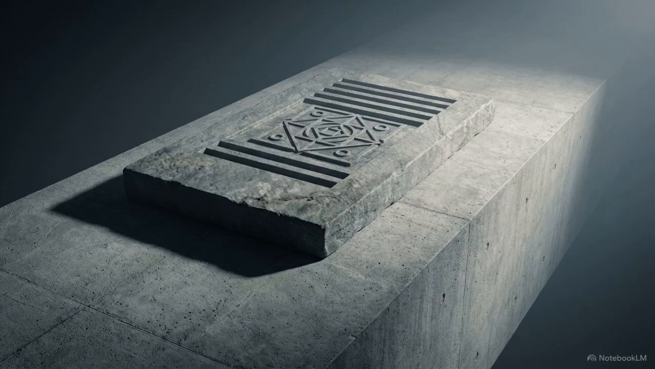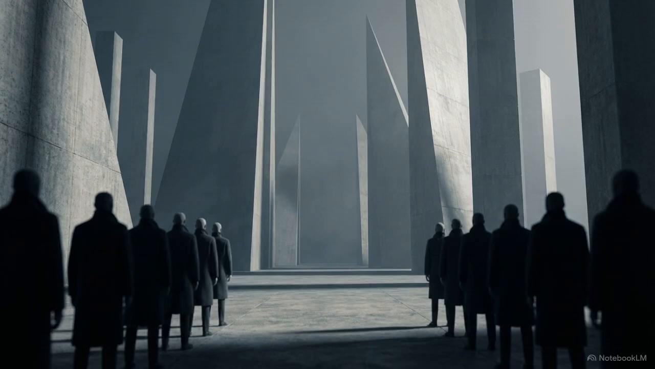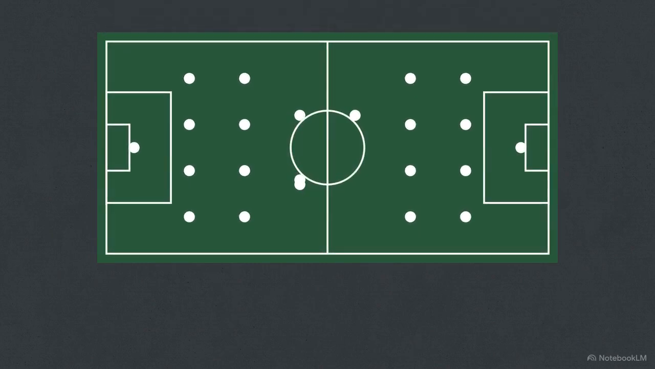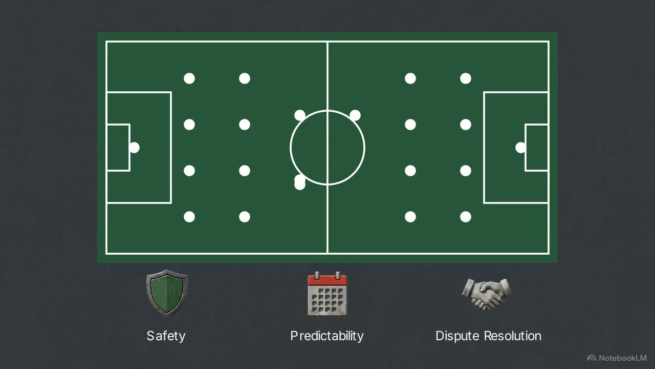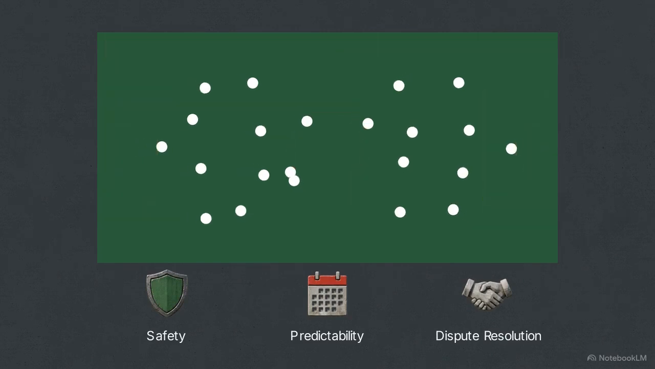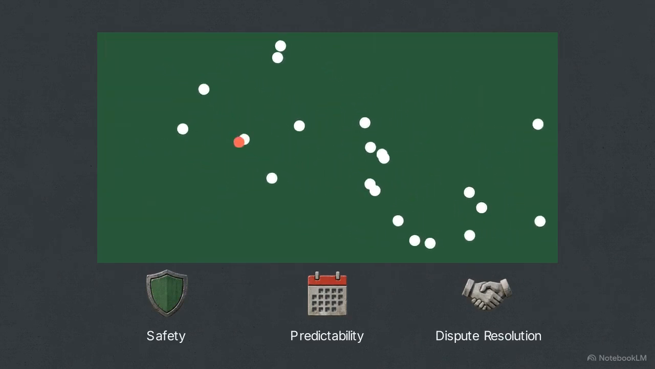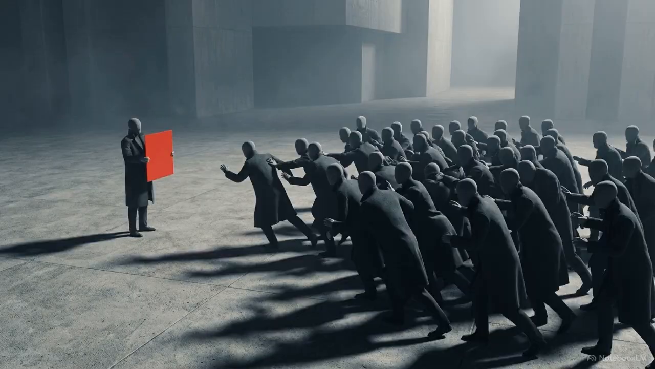At its core, law is a strict set of rules created and enforced by a social or governmental institution to regulate human behavior. This diagram illustrates how constraints organize a system. By dropping rigid lines onto a field, chaotic dots are forced into structured formations. The law does this for society, outputting three precise results: safety, predictability, and dispute resolution. If you remove a core parameter, like the rule against using your hands in soccer, the system breaks down. It collapses into a brawl.